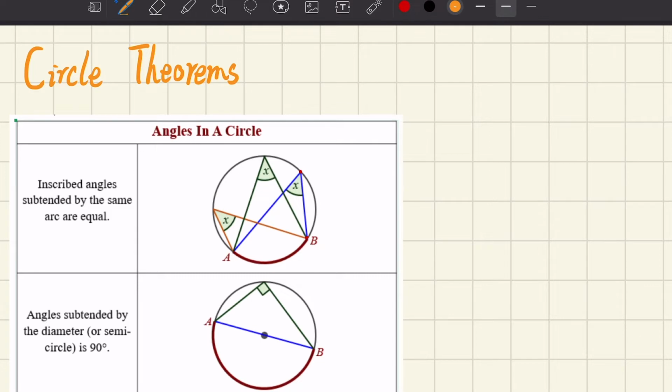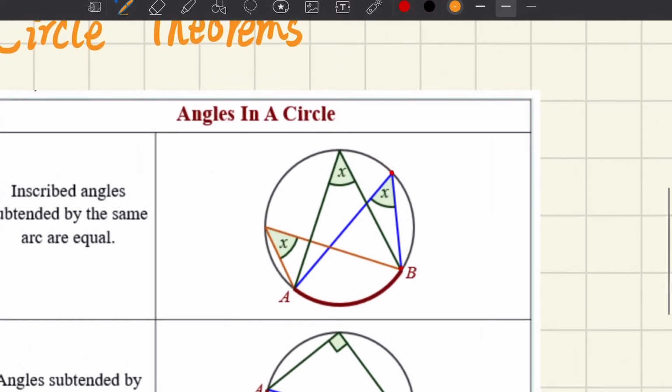So all of the three angles here on the first one are inscribed angles because their vertices are all on the circumference of the circle. And subtended by the same arc means that the angles are all made on the same arc. As you can see, the sides of the angles are all on the start and end point of the arc AB. In simpler words, when there are multiple angles that their vertices are on the circumference of the circle and they are all made on the same arc, we can know that the degree of those angles are the same.